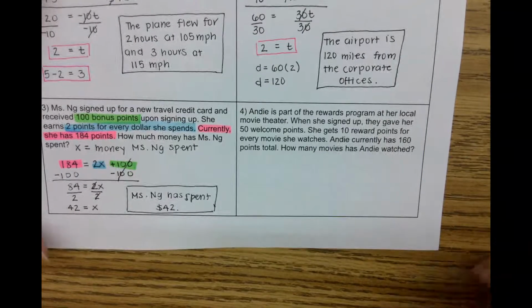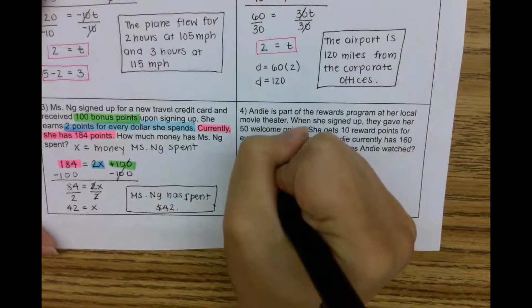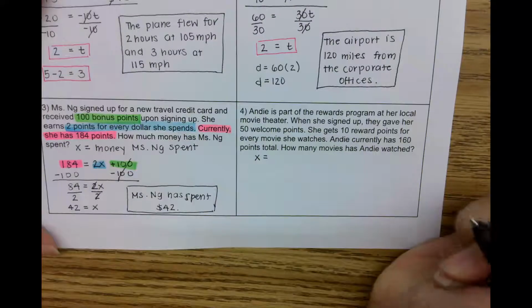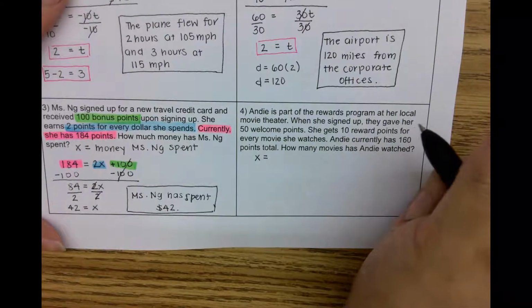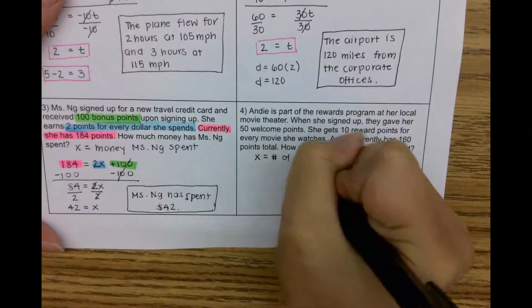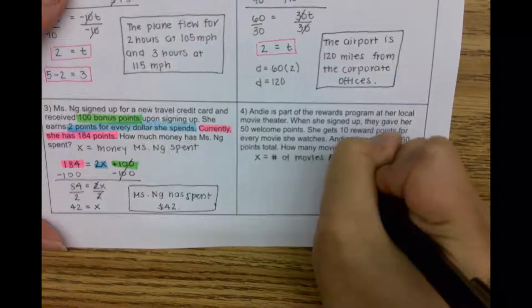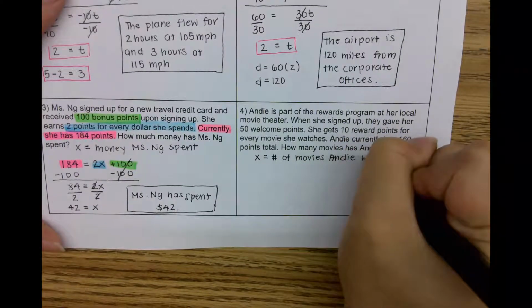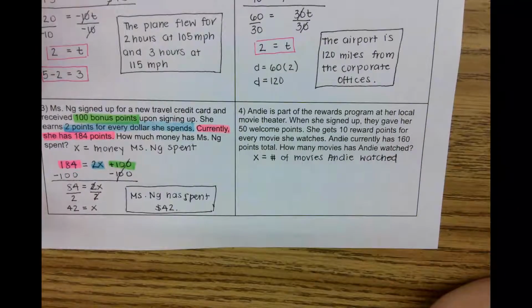Okay, so again, I'm going to define my variable. I'm going to use the letter X. Maybe you want to use M for movies, but I'm just going to use X, because I'm boring like that. So X is the number of movies Andy watched. Since that's what we want to know, how many movies she watched, I'm going to use X to represent that.